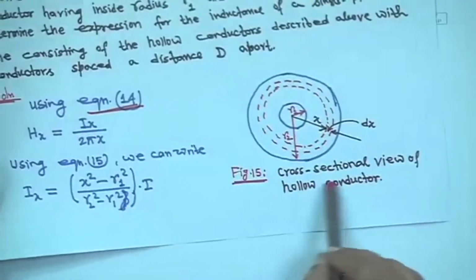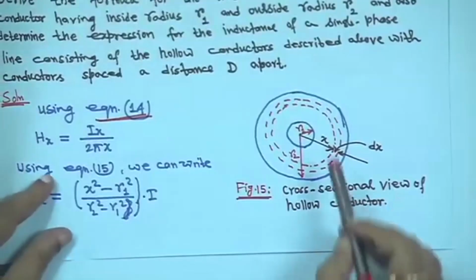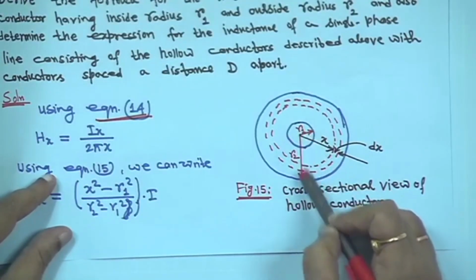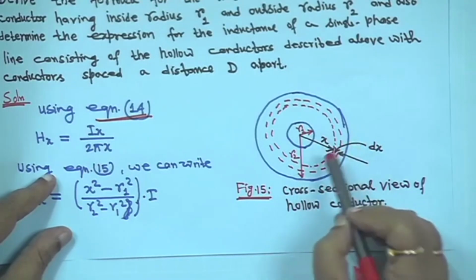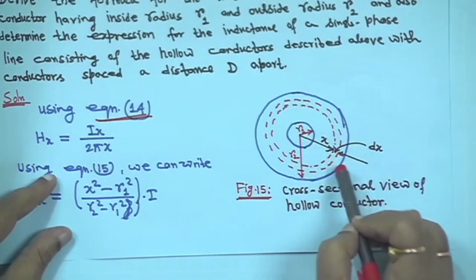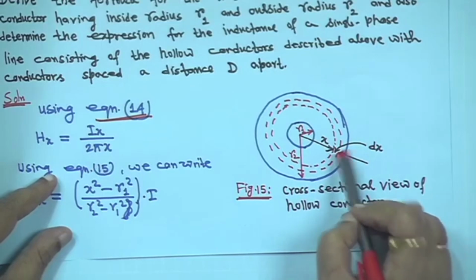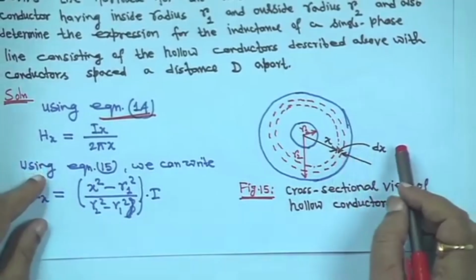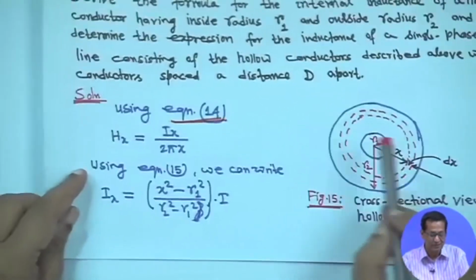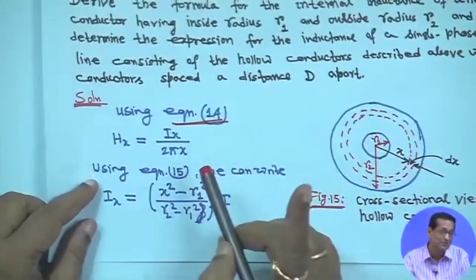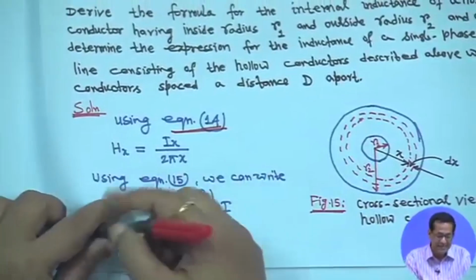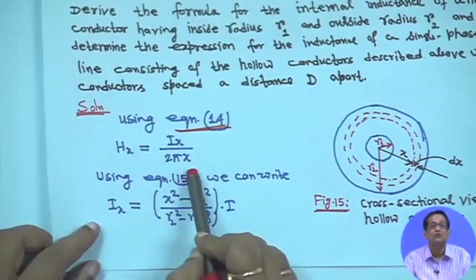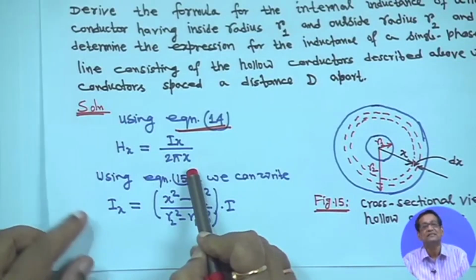So, this is the cross sectional view of the hollow conductor. Inner radius is R1, and outer radius is R2, and same as before, at a distance x, we have taken a small region dx, and length is 1 meter. So, I told you that the area will be dx into 1 square meter, right. Now, using equation 14, coming from Ampere's law, Hx at a distance x is equal to Ix upon 2 pi x, that is the magnetic field intensity.